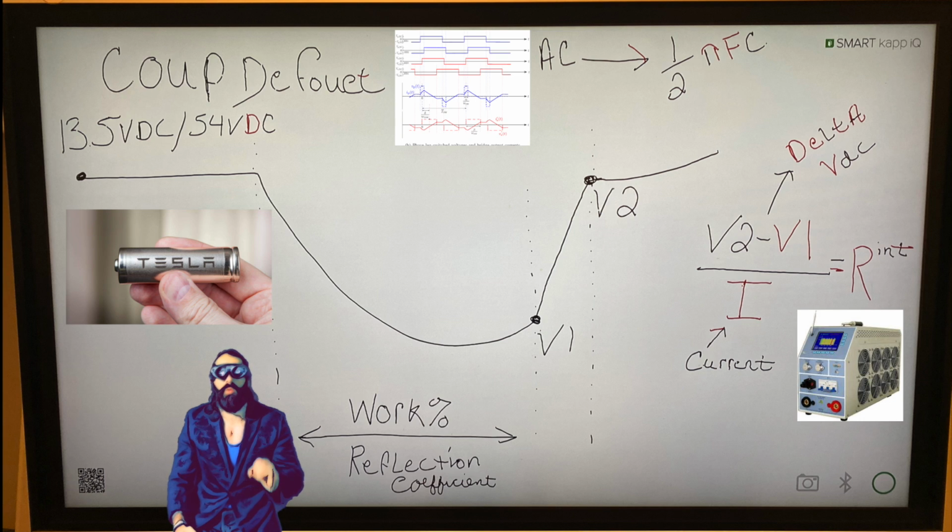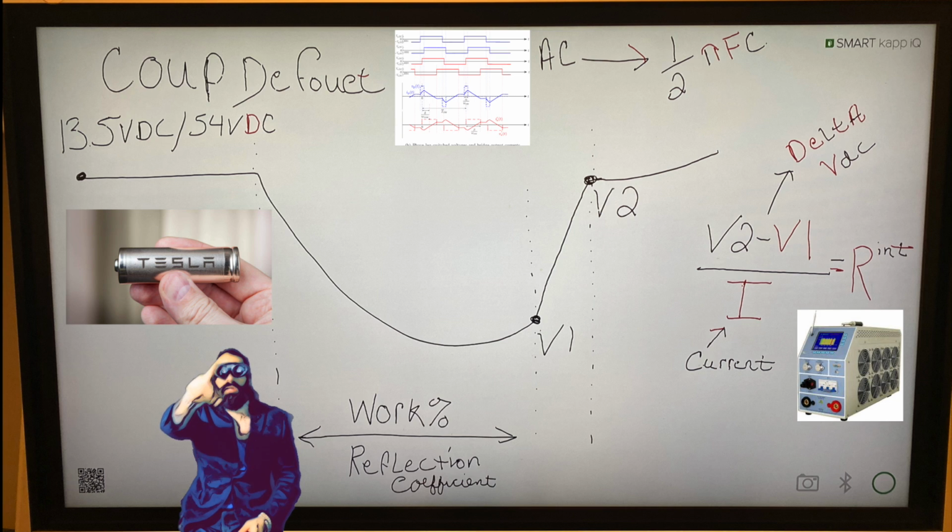But from here, what we actually have to do is load the battery down. So on a 13.5 volt monoblock or 54 volt load step group, what we need to do is actually load this down. You're looking at a voltage coefficient. So we can actually take that, subtract it from V1, and then divide it from here. That will give us that time delay from the discharge curve here on the Coup de Fouet, the tail of the whip, as you can see.